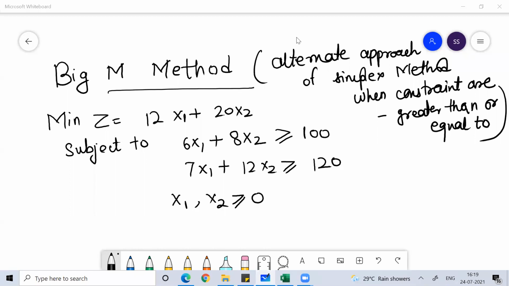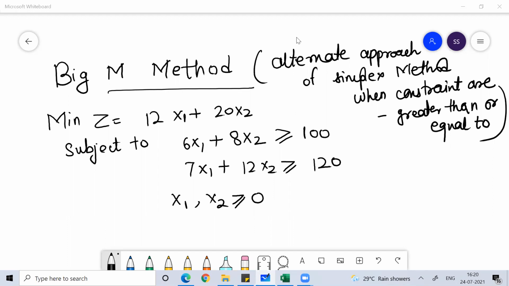In this class today, we are going to discuss something very important, which is called the Big M method. It is an alternate approach to solving simplex method problems when your constraints are greater than or equal to. Whenever we are working on the simplex method, we cannot apply the traditional approach in all such problems where the constraints are greater than or equal to.